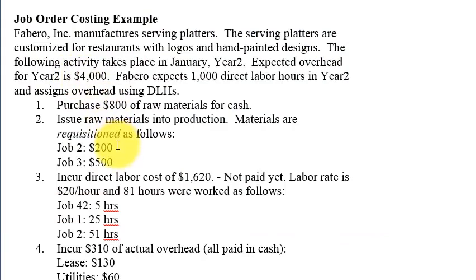In transaction number 2, Fabero issues some raw materials into production. So they get the call to move some raw materials out of the raw materials warehouse onto the assembly floor. Some of the materials are requisitioned for job 2, $200 worth, and some of the materials are requisitioned for job 3, $500 worth. So $700 of raw materials come out of the raw materials inventory and go into work in process. It's just another transfer from one asset to another.